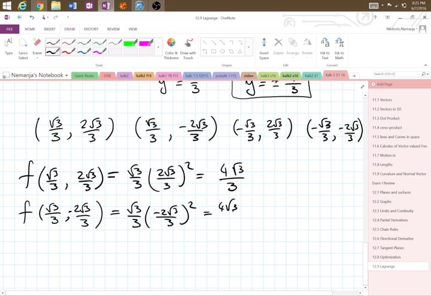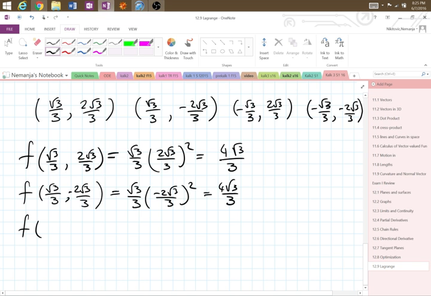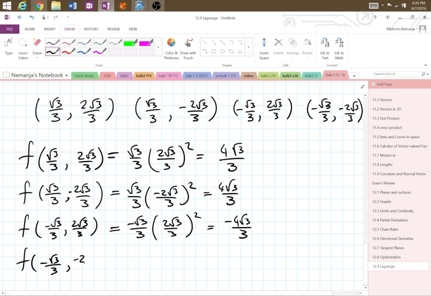Now we go and compute f of negative root 3 over 3, 2 root 3 over 3, which is negative for both. Max, min.